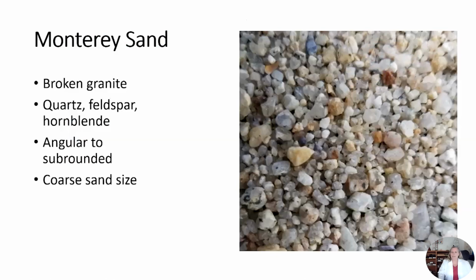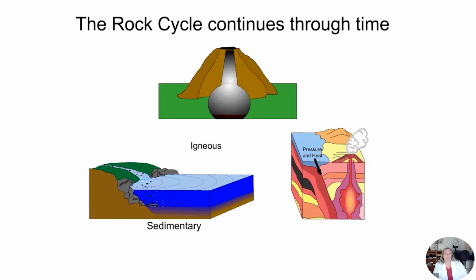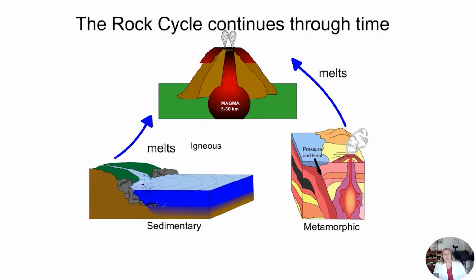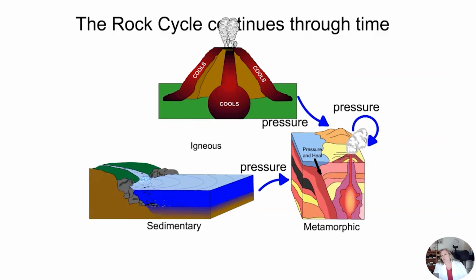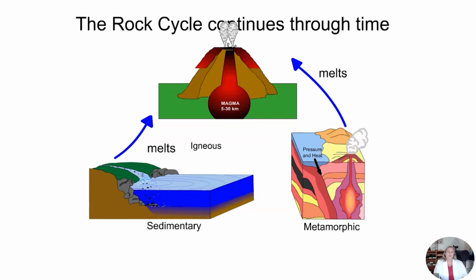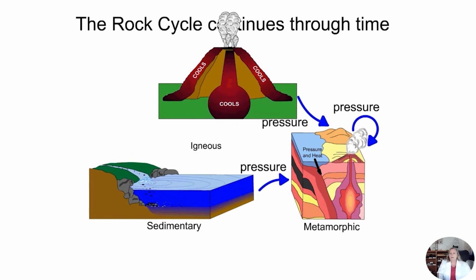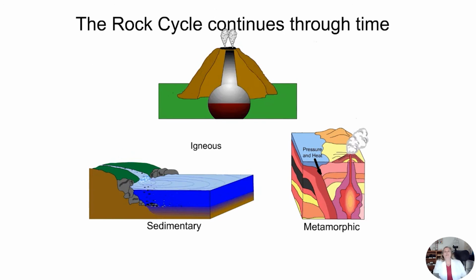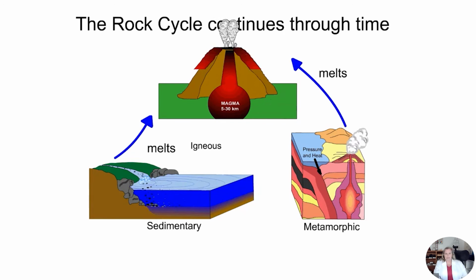All right, so here's some Monterey sand, and it's a broken up granite. So we see elements of quartz, feldspar, and hornblende, the compounds in there, angular to sub-rounded. So you kind of have to look at a lot of different pieces. And it's about a coarse grain size. Now, keep this picture in your mind. Remember that our rock cycle always continues. We never destroy rocks. They just are reformed. So our igneous rocks, again, fiery hot volcanoes, sedimentary rocks, always around water. And then our metamorphic rocks are those that are changing, either remelting, re-cementing.